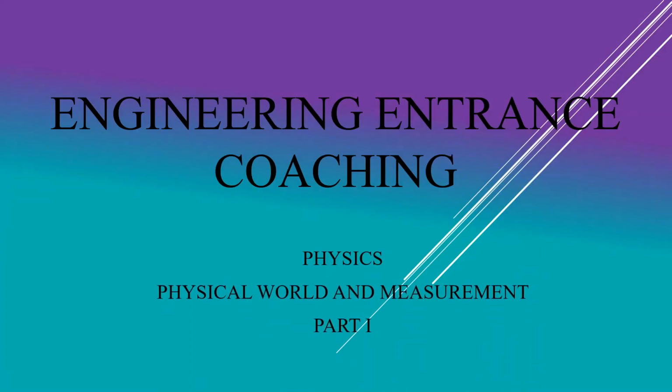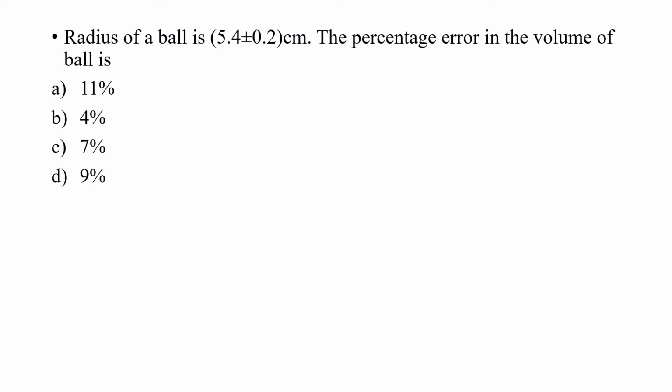Today we are entering a topic that is physical world and measurement. The first question: the radius of a ball is 5.4 plus or minus 0.2 centimeter. The percentage error in the volume of the ball is what? I repeat the question. The radius of a ball is given as 5.4 plus or minus 0.2 centimeter and you have to find out the percentage error in the volume of the ball.